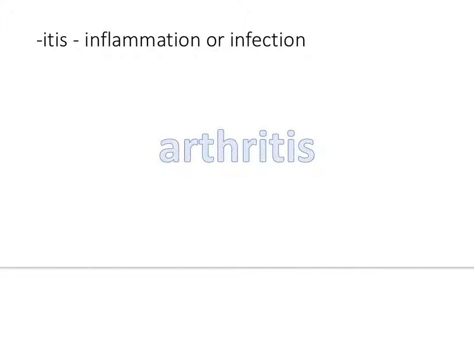The third one is itis, and itis usually means inflammation or sometimes can mean infection. If we're going to define this one, we would say inflammation, and arthro means joint, so inflammation of a joint. Arthritis. Itis means inflammation.